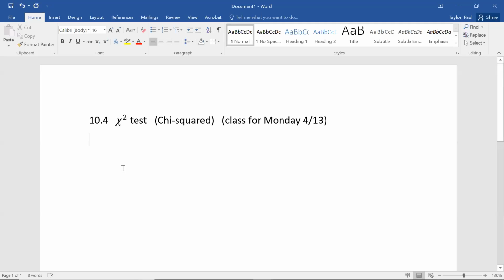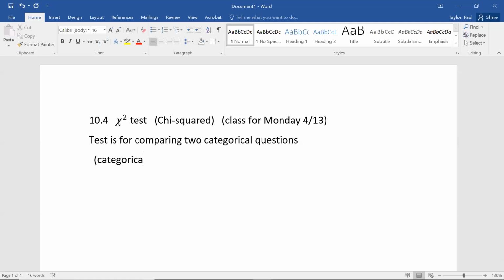All right, so what is this one for? This test is specifically for comparing two categorical questions. Categorical, that's like a multiple choice type question. Multiple choice, yes, no type questions, etc. In other words, not quantitative, not a number answer.